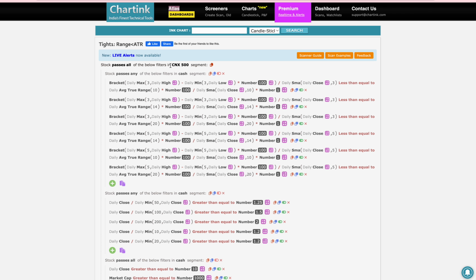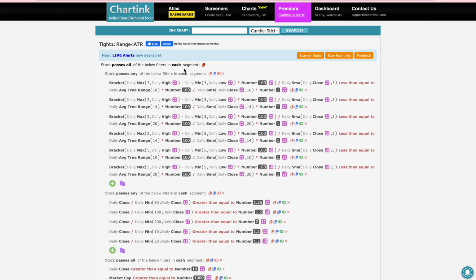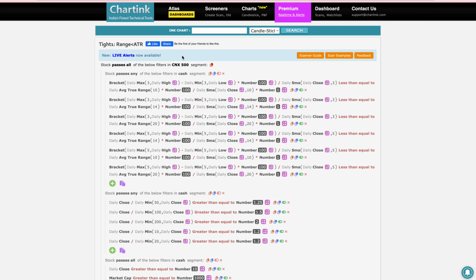I'm scanning for stocks in Nifty 500 because that's my stock universe. You can also choose to not scan 500 but just scan Nifty 50 or FNO stocks or whatever you like, or even the whole cash market, which is the whole NSE listed market. But let's say for now CNX 500.